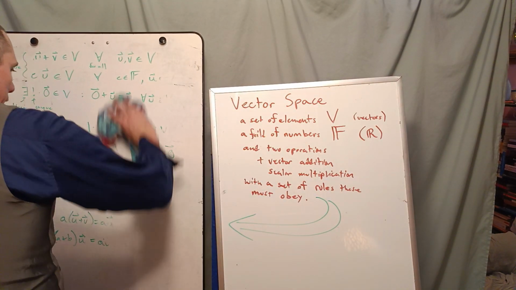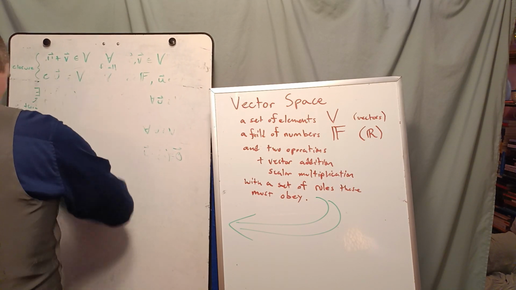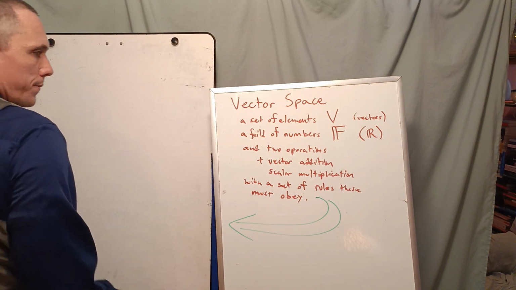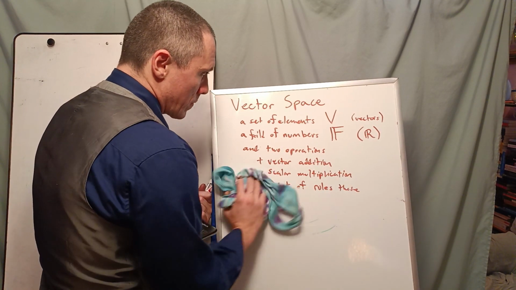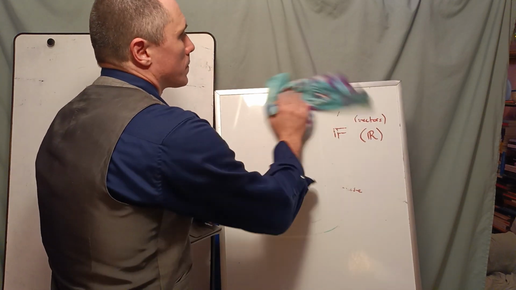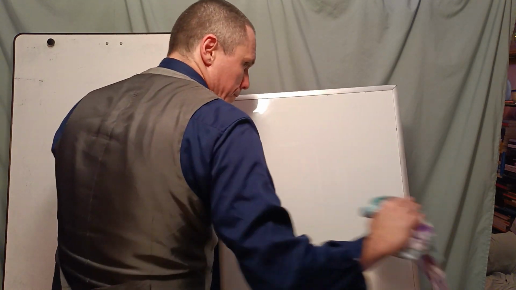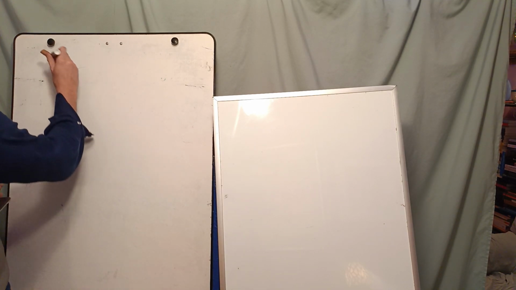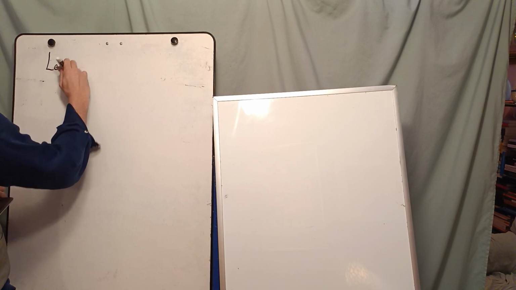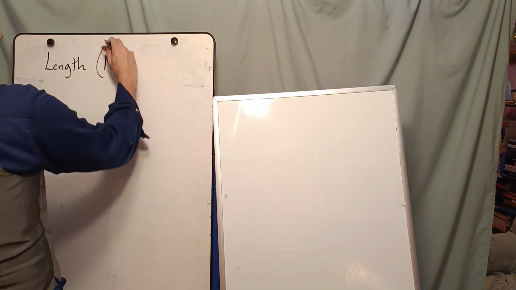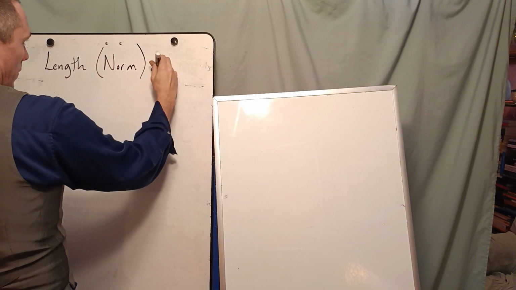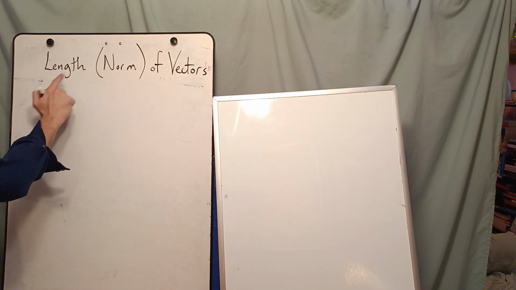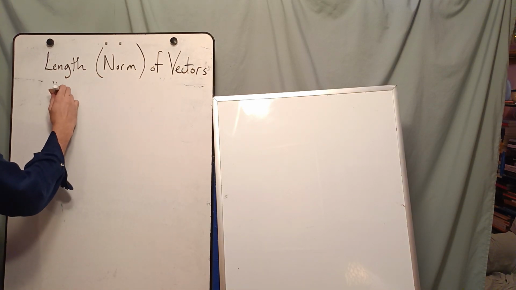There's one more thing I'd like to conclude with, and then we'll talk about some exercises you might try, and that is length of a vector. So the length, also called the norm of a vector, is given in this way.